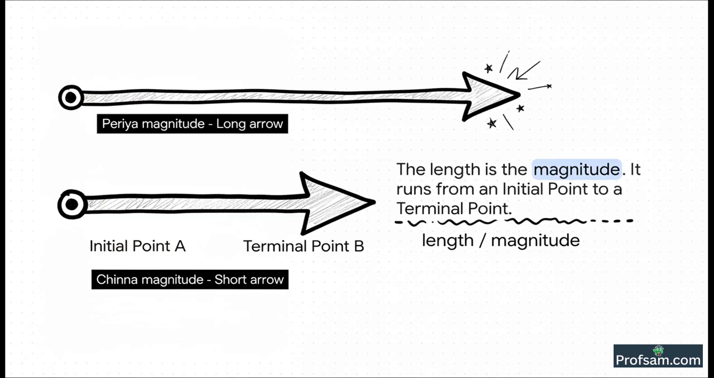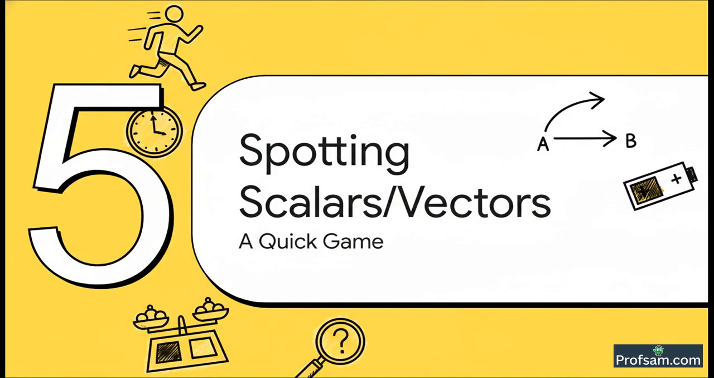But here's the most important part. The length of this arrow, that represents the vector's magnitude. So a bigger force means a longer arrow. A smaller distance means a shorter arrow. Simple, right? All right, so we've met both teams.